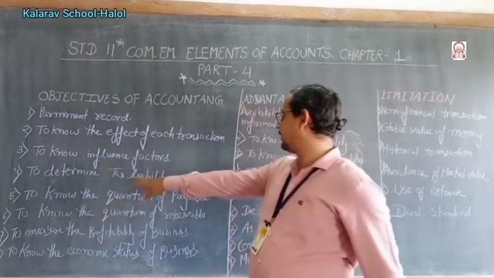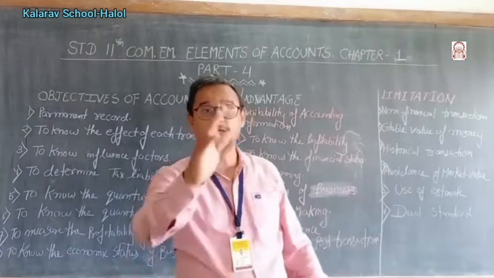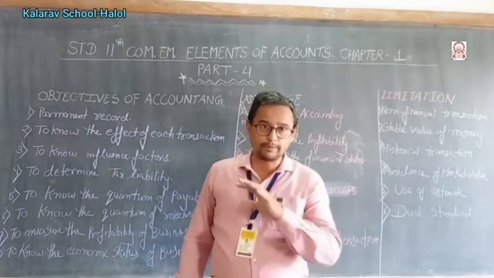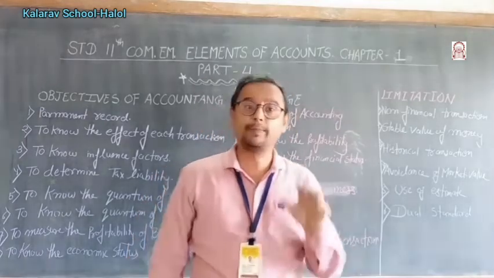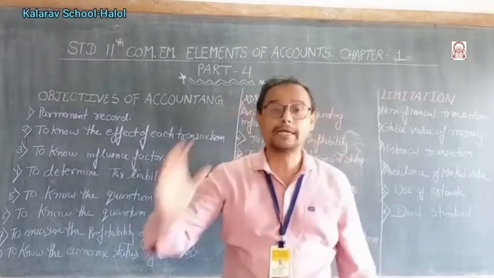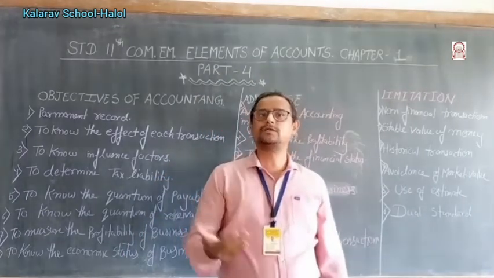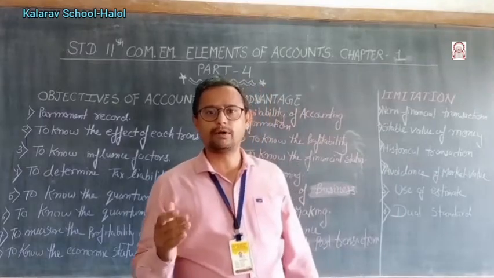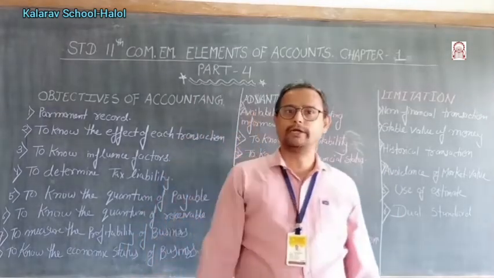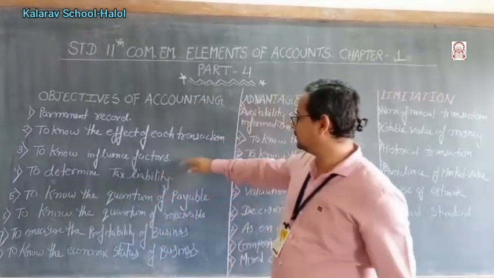Next, to determine the tax liability. If you are maintaining the books of account systematically, in the right way, and you have not made any mess in it, then definitely you are able to know how much tax you are liable to pay to the government. That is only possible if the record is done in a systematic and perfect way. Then only you are able to know how much tax is payable. So that is the objective.